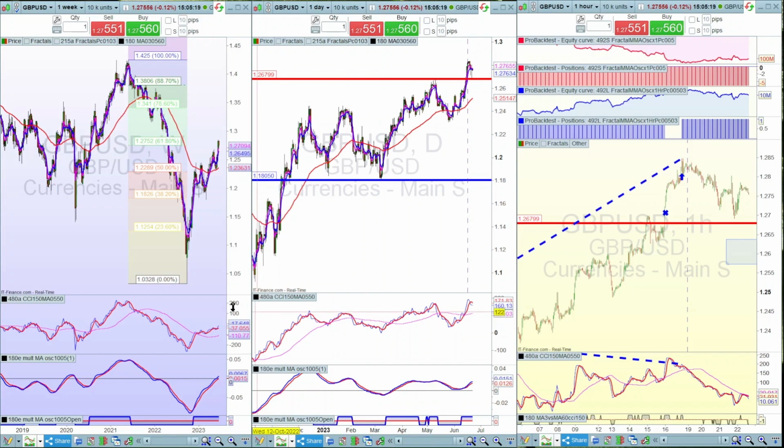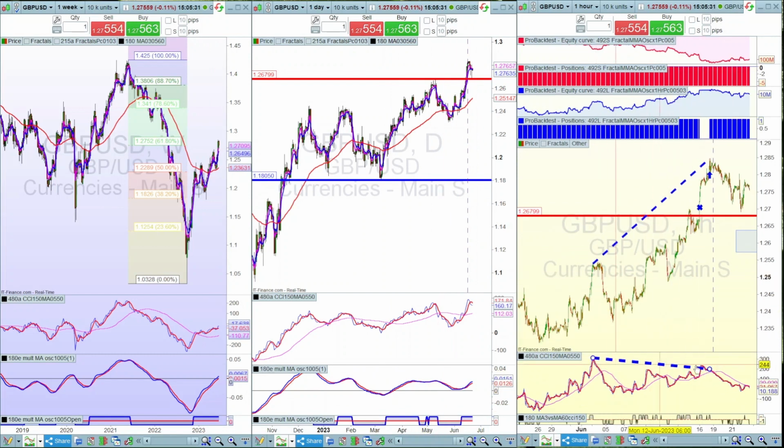This is the British Pound US Dollar currency update. On our weekly, we're showing a bullish momentum, likewise on our daily. However, just be mindful, we've got a bearish divergence playing out and that's almost ready to execute.